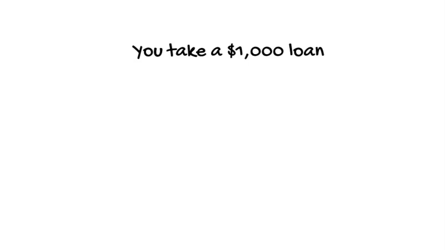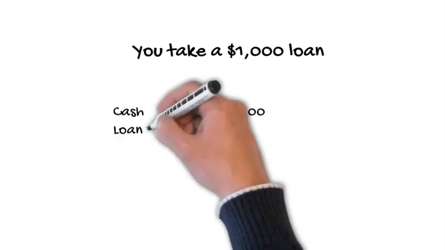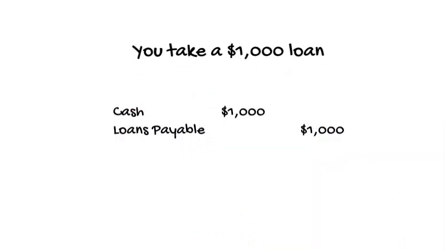You decide to take out a $1,000 loan. How would you record that transaction? Well, the $1,000 gets deposited in your bank account and it's basically now cash. Cash is an asset account and you now have more cash, so you need to increase your cash balance. So that would mean you would have to debit your cash account for $1,000.